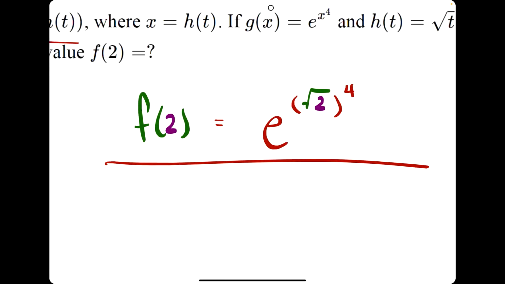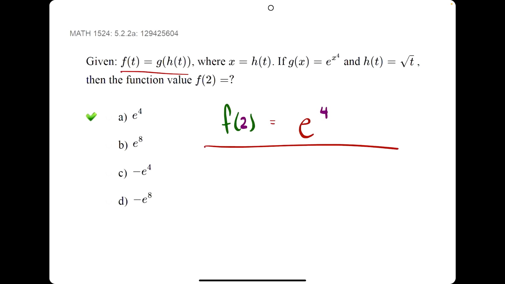So now let's think about simplifying this. If we were to rewrite the square root of 2 as 2 raised to some exponent, that would be 2 to the 1/2. And then if we have a 1/2 next to a 4 in the exponent spot, what we do is multiply those two values. 1/2 times 4 is just 2, so then we have 2 squared, which is 4. And so all we're left with is e to the 4th, and we're done.